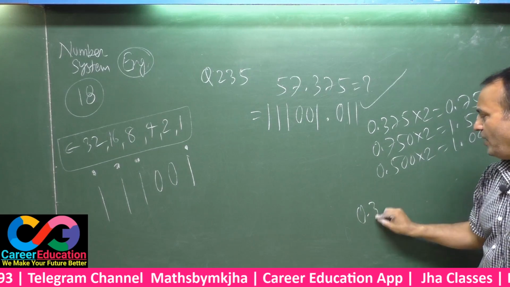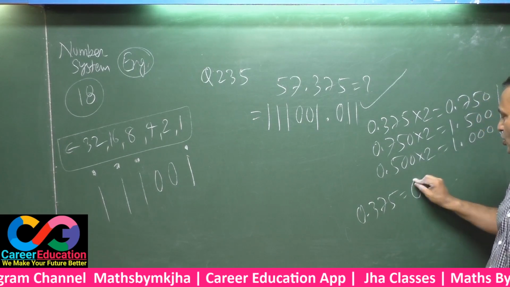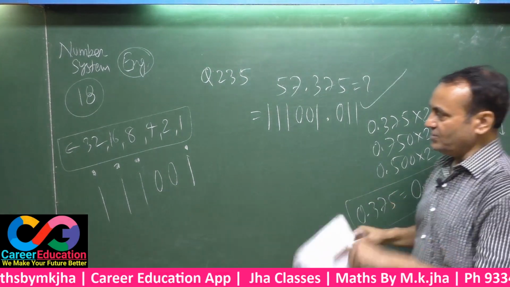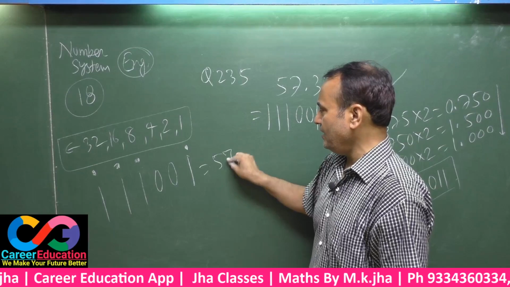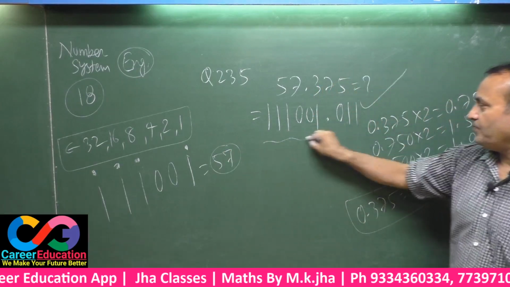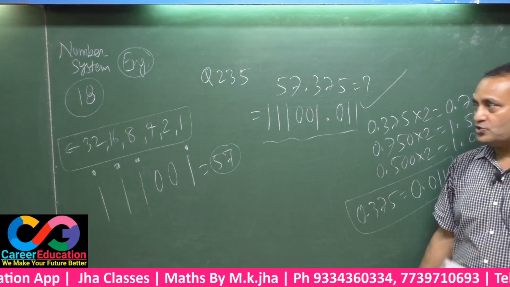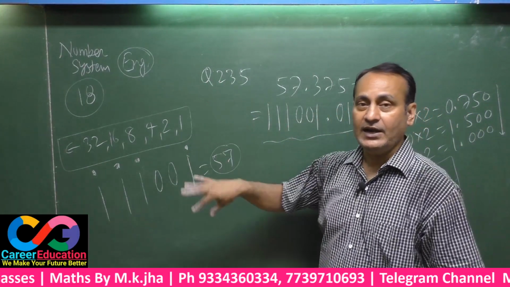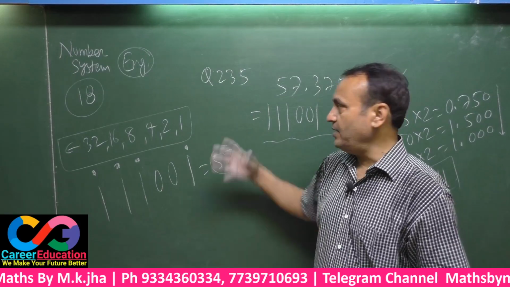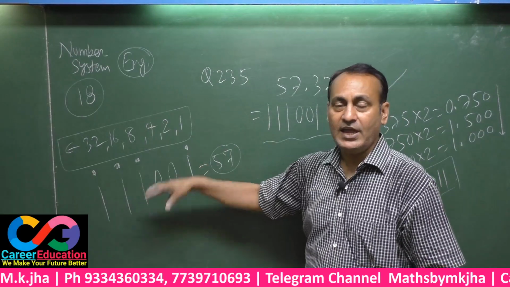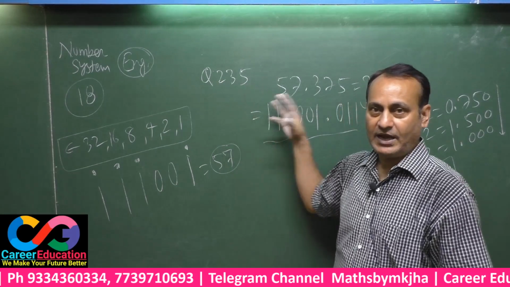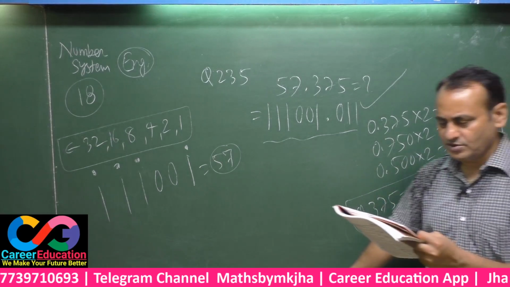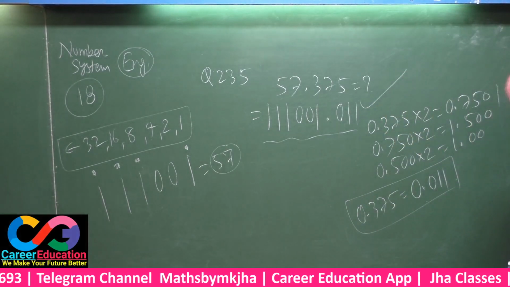That means 0.375 equals to 0.011, this much, and 57 is equal to this much. Again the answer is this much. Note down. In order to solve such type of questions in which there is an integer as well, 57, and the second part is in decimal system, the integral part must be solved like this, and the decimal part must be solved like this by multiplying by 2 till last. This is the solution of question 235.